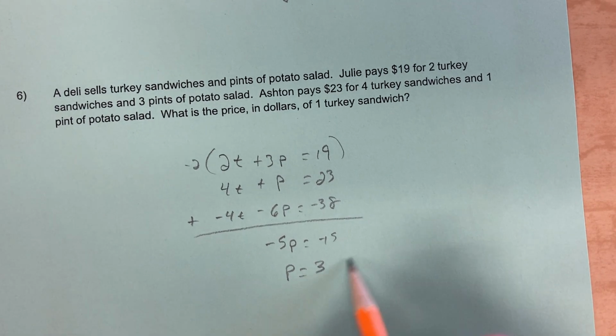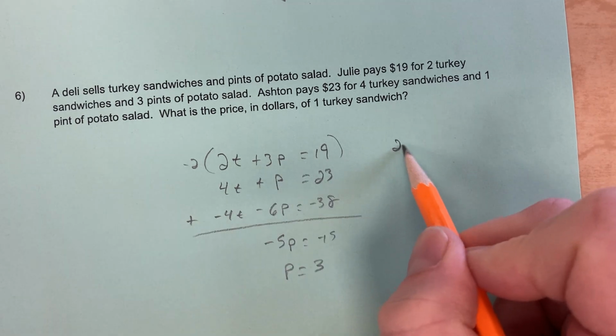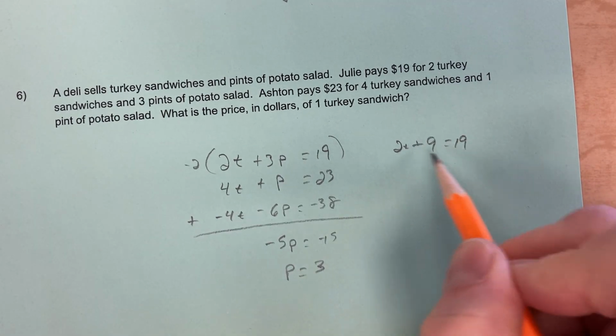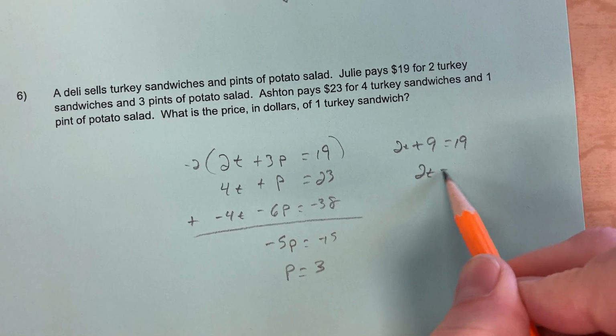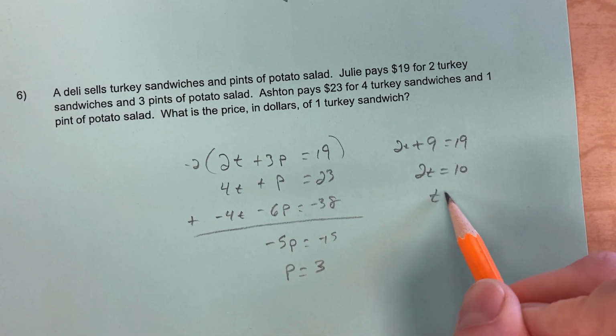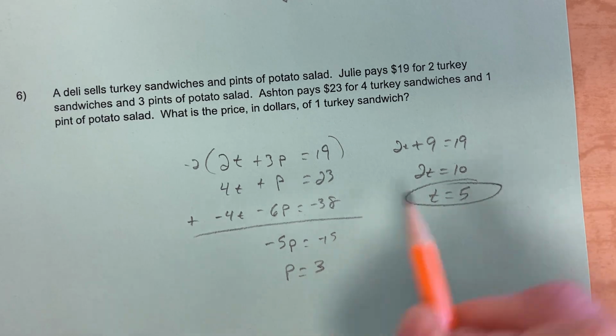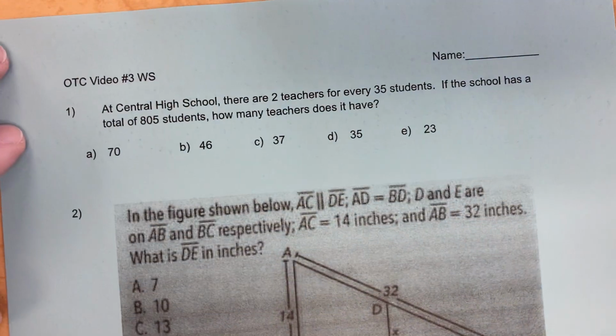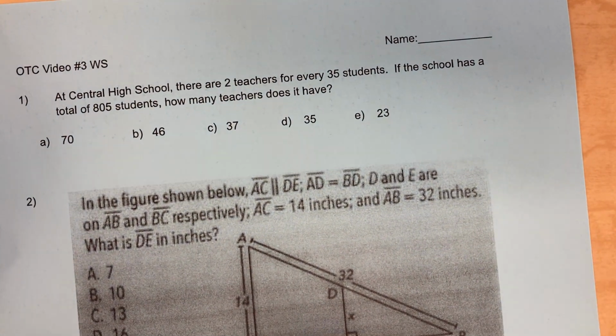Okay. If I put that back in, 2 turkey sandwiches plus 3 times 3, $9, equals 19. So 2 turkey sandwiches are $10. That means a turkey sandwich is $5. Again, we've done that before. It's not too bad. All right, then this worksheet, some of this we can do, some of this we can't.